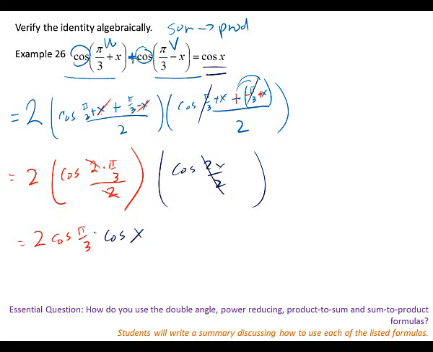I probably need to evaluate this thing, don't I? So I want you to go to your unit circle. What's the cosine of pi over 3? 1/2. What happens with the 2 and the 1/2? They cancel, and I've just got cosine of x. Alright. We're 2 lines away from being done. The next one's only 2 lines. We're going to skip 28. Okay.